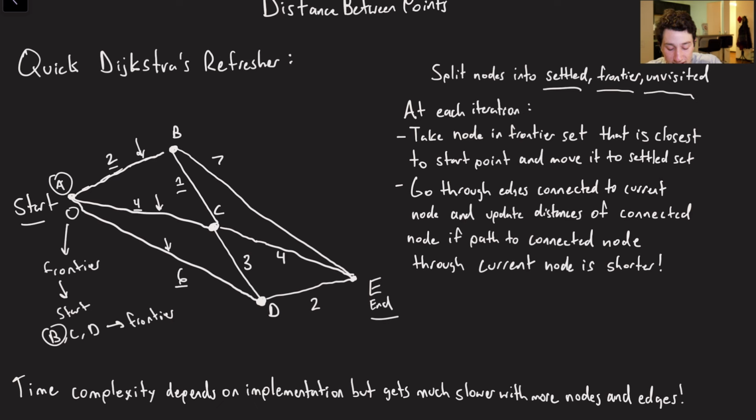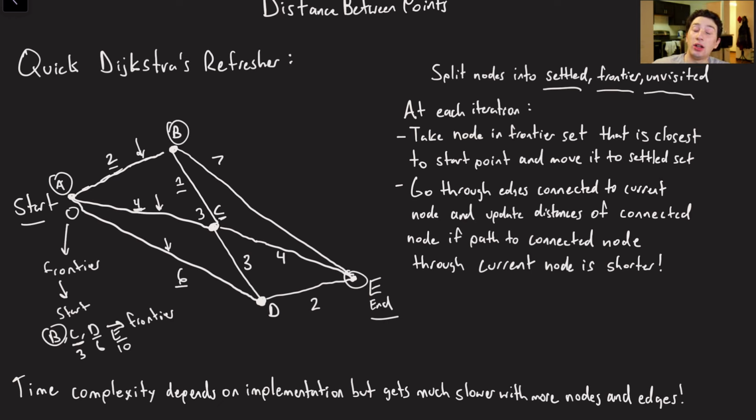So from B, we're going to add C again to the frontier set. It's already there. However, note that the distance to C going through B is actually only 3, whereas it was 4 before. So now we update C to have a distance of 3. D maintains its distance of 6. And then all of a sudden, we note that we can get to E, but it's got a distance of 10. So that's going to be in our frontier set.